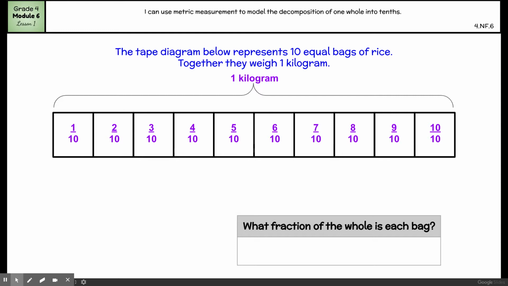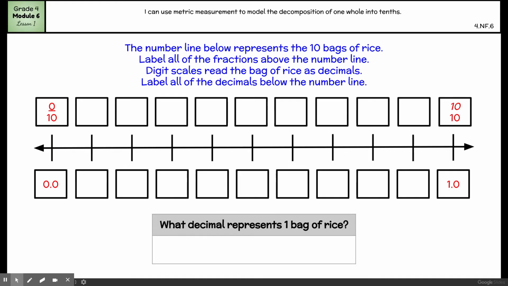So if I were to ask what fraction of the whole is each bag, well, each bag is 1/10, but we labeled each bag as we were counting. So we kept counting up and adding a tenth each time, but each of them is worth 1/10. So we would just write that it's worth 1/10 of a kilogram, because the whole unit is 1 kilogram and one of them is just a part of that. It's just 1/10. How about this? Let's take this to the next step.